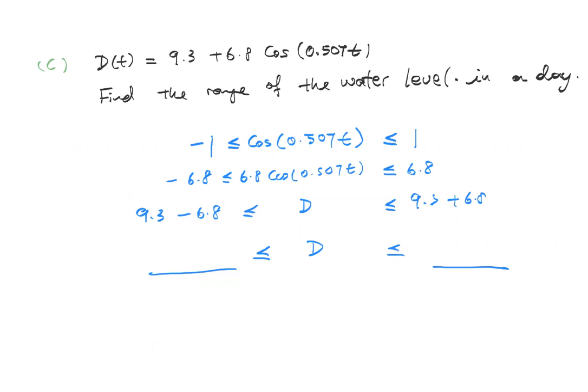So when is the highest happen in a day? This water level, the highest water level happen when? How are you going to solve? How you know it's 4 p.m.? So you see, it means your cos of that must be 1, am I right? So when cos 0.507t equal to 1, what does that mean? 0.507t is equal to how many radian?